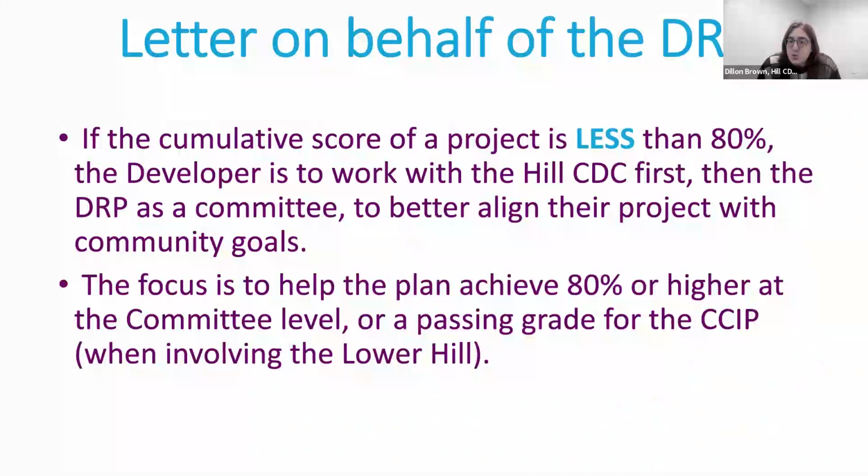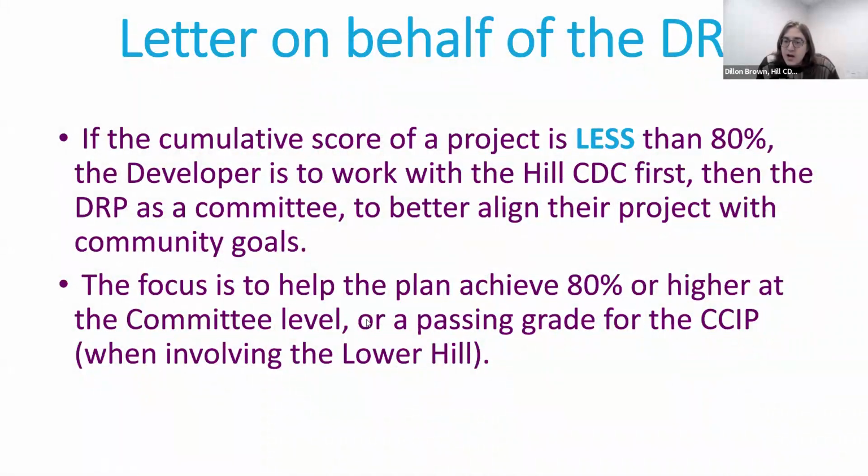So if a project scores less than an 80%, that doesn't mean that they're done and they can claim community support. It's a threshold that we've established, as I've said, to establish a consensus. We don't want it to just be 50+1. We want to see a wide variety of support from the residents on this project. We always say the DRP is not a barrier to development. It's actually a bridge to equitable community development.